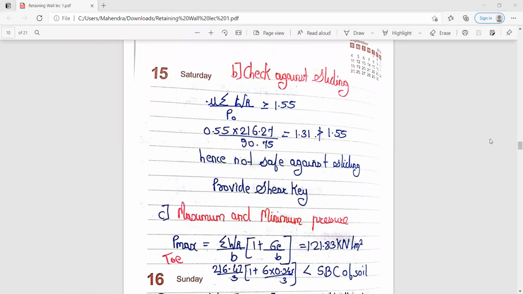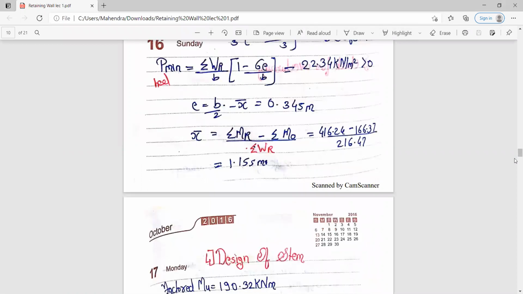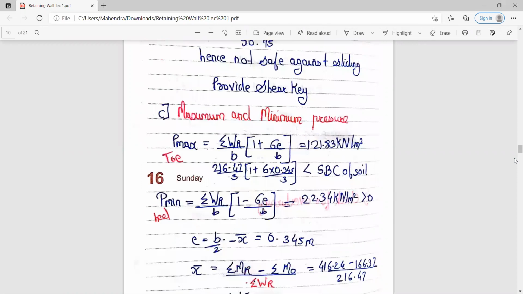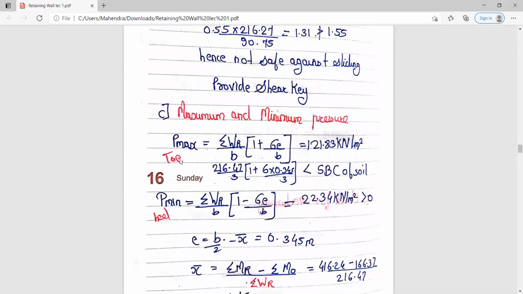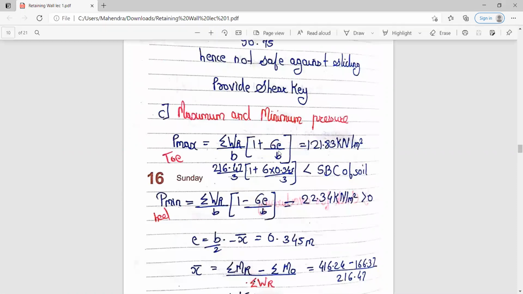Okay. So now you need to calculate the pressures, that is P1 and P2, maximum and minimum pressure. The maximum pressure will be acting on the toe. For calculating the maximum pressure, you have the formula: summation of WR by B, 1 plus 6E by B. E is the eccentricity, and for calculating eccentricity, you have the formula B by 2 minus X bar.